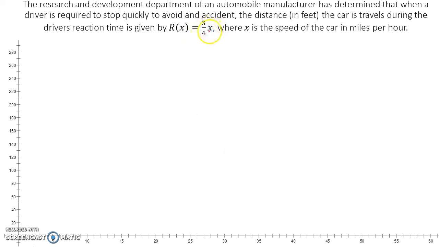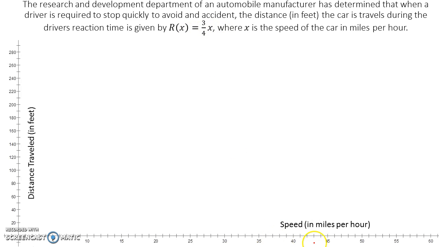So here we've got the speed of the car in miles per hour. 3/4 of that is going to give us a number, and that represents the number of feet based off of the reaction time of the person. There's a little bit of reaction time when there's going to be an accident. We can go ahead and graph this.